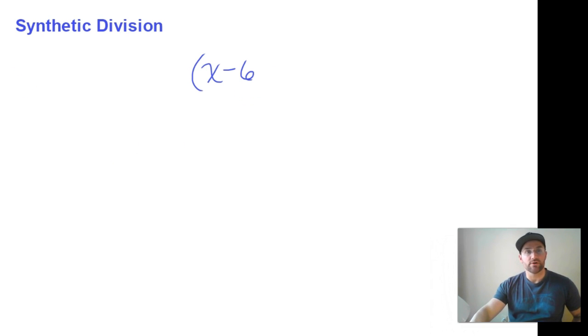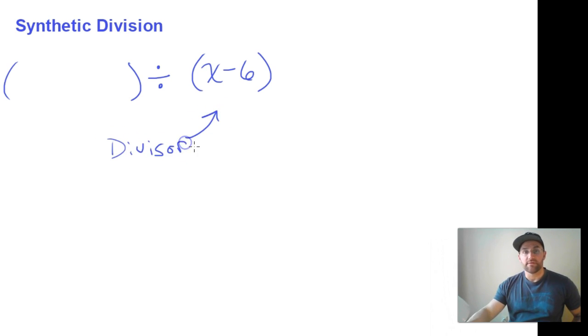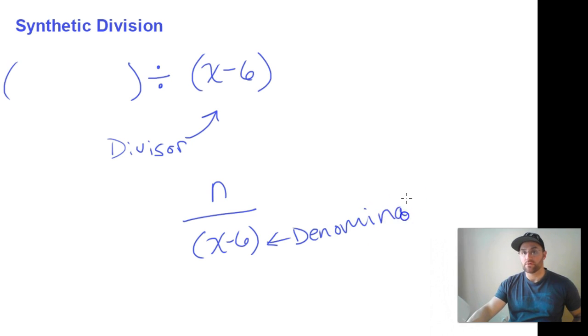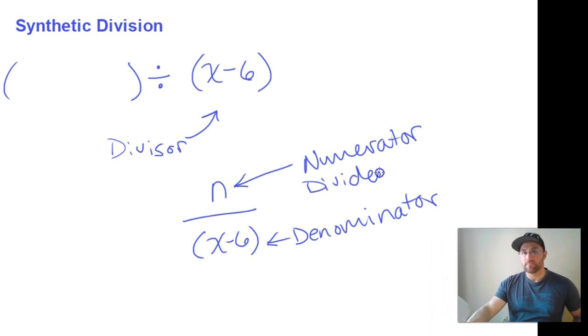So we have a linear binomial, and this is in the divisor position, because there's a value over here, and we'll fill that in a second. If this were written as a fraction, we'd have some value n over x negative 6, which would be the denominator position, the same as the divisor position. This is the numerator position, numerator, or dividend.